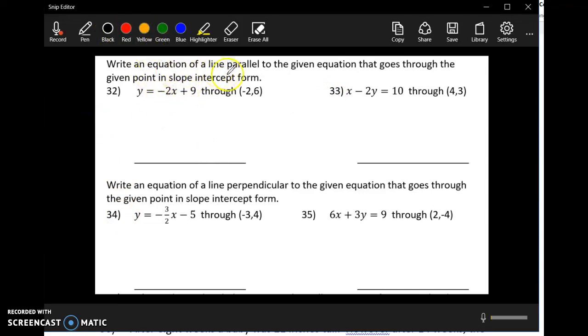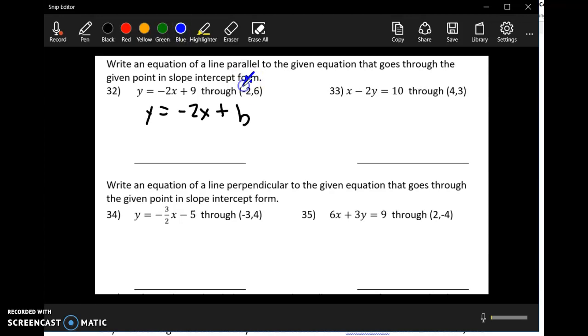For this one, we want to write a line equation given that the slope is parallel to this, and it goes through that point. Well, the slope is parallel. You should know the slope is the same. So that'd be negative 2x plus 9. Whoops. But your y-intercept can't be the same, so that'd be plus b. So my equation should be y equals negative 2x plus b.